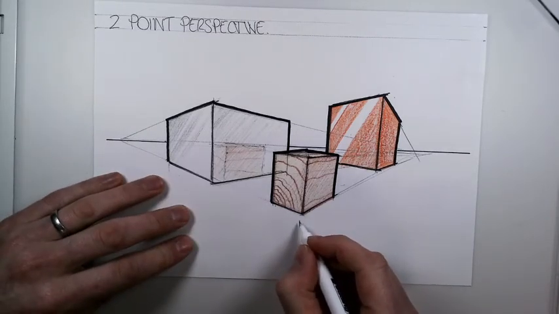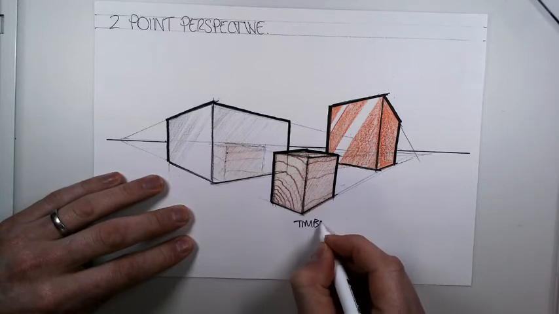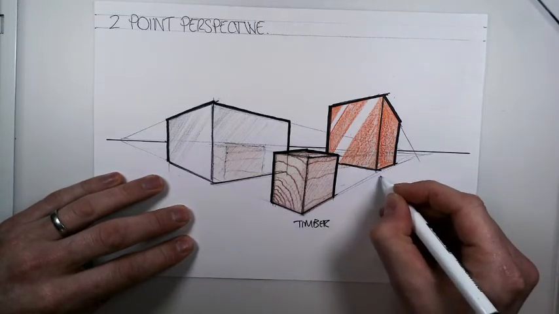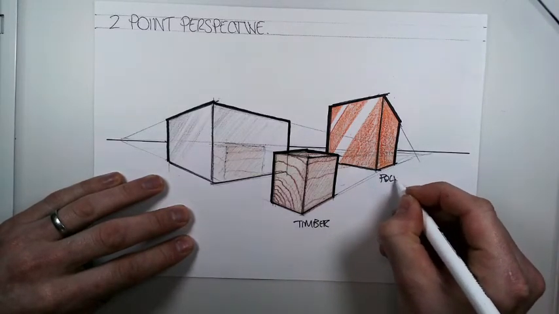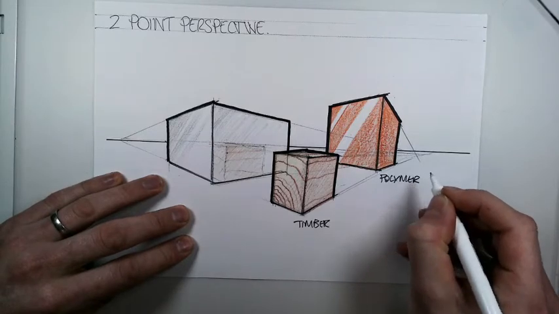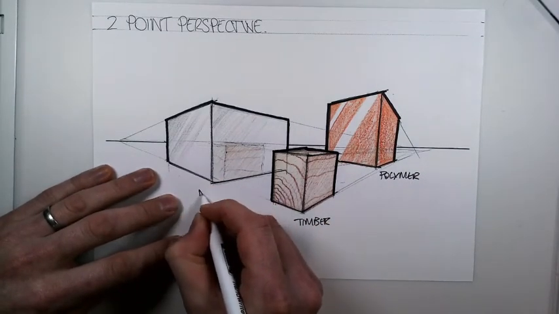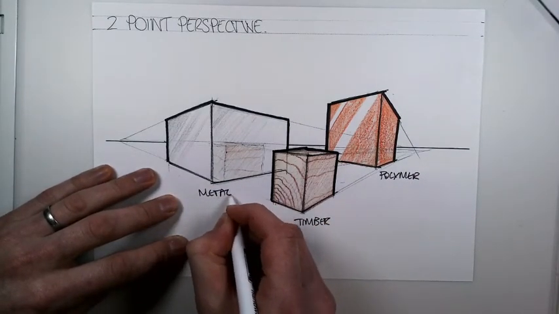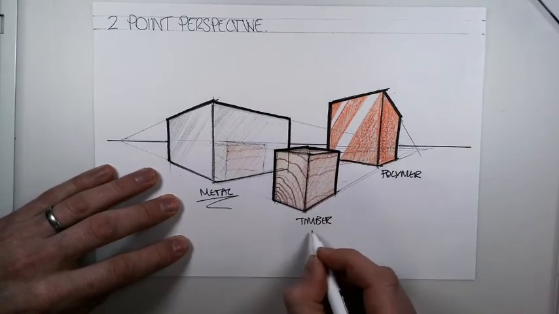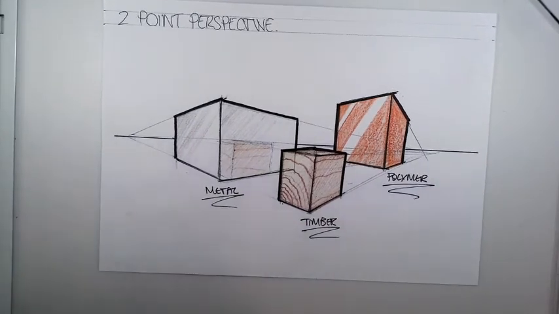So this will be your timber. That's your polymer, and that's your shiny metallic surface. So if you get that far, have a go at a separate sheet and practice the rendering technique of the different material areas, and then we'll move on in the future lesson practicing this technique and applying it to some actual design tasks.